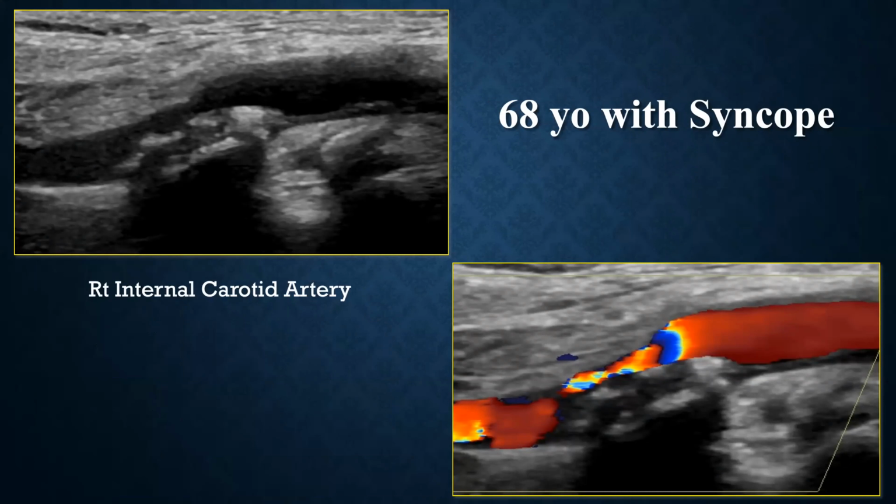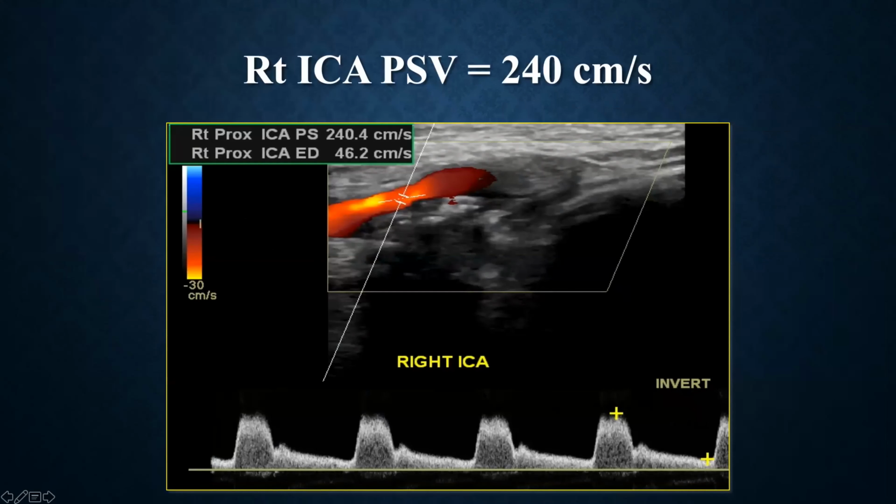Here's a 68-year-old with syncope. And you can see on the grayscale image here, there's this heterogeneous plaque, partially calcified, partially soft plaque, narrowing the lumen. Turn the color on, and you can clearly see that there's a narrowed lumen with some aliasing. Here's the jet of the stenosis. And if we sample that, we get a peak systolic velocity of 240 centimeters per second.